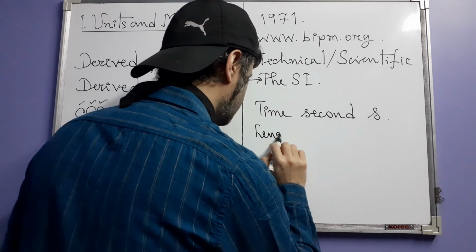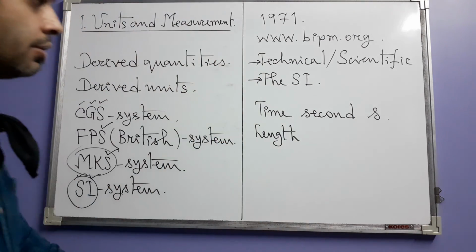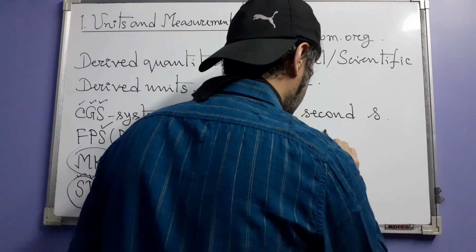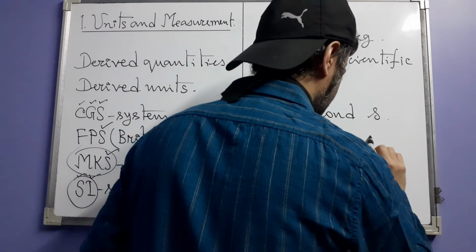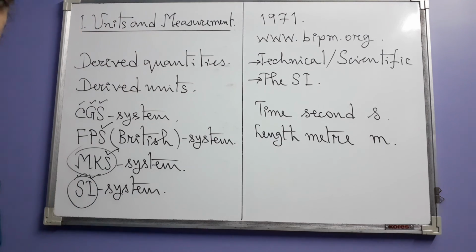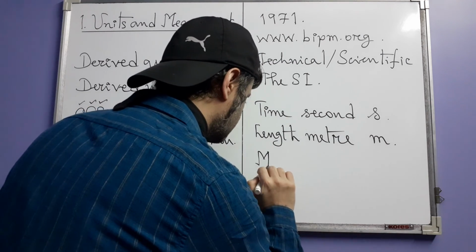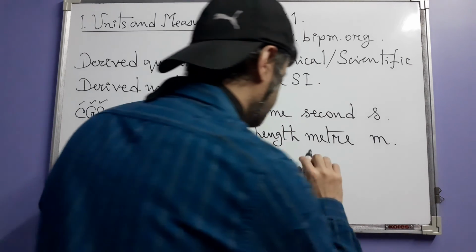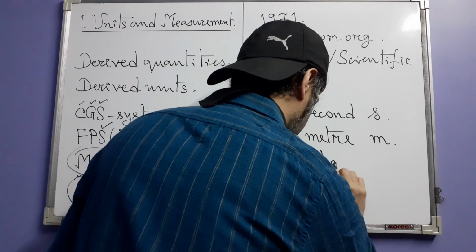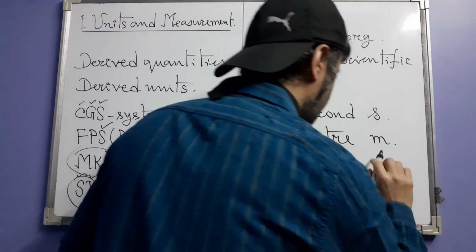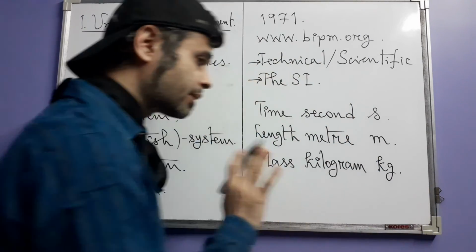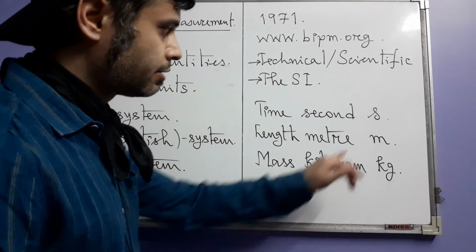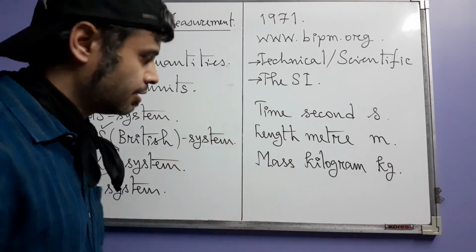Then we have length. The SI unit of length is meter. And the symbol we use for that is m. And then we have mass. The SI unit for mass is kilogram. And the symbol is kg, not capital Kg, okay. Lowercase k, lowercase g, small k, small g. Like that, small s and small m, not capital M.